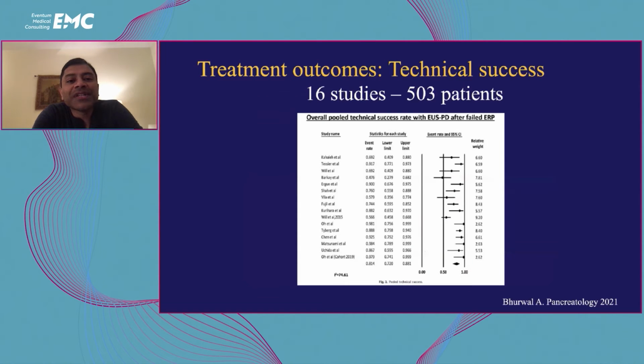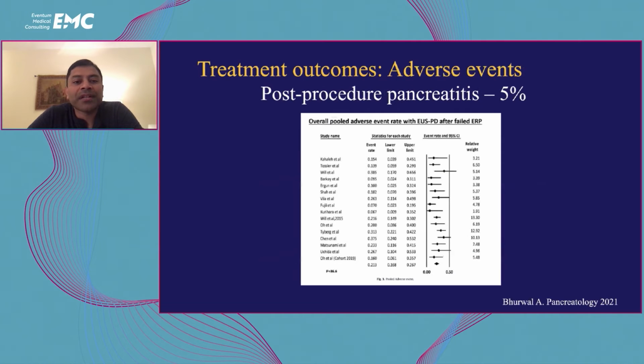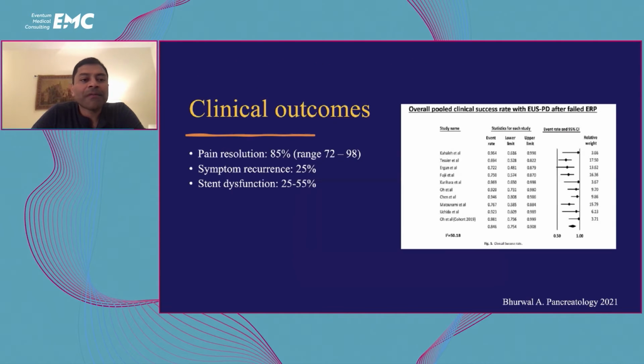There are about 16 studies that have evaluated the technical outcomes in these patients, looking at close to 500 patients. The adverse events include a post-procedure pancreatitis rate of about 5%. When you look at clinical outcomes, the pain resolves in a majority of patients, about 85%. Unfortunately, a quarter of the patients will have symptom recurrence over a period of 2 to 3 years. And because it's a small caliber stent, stent dysfunction can happen.